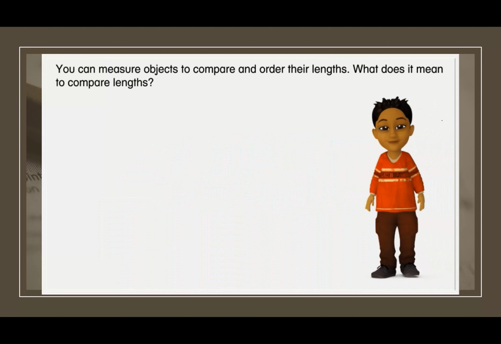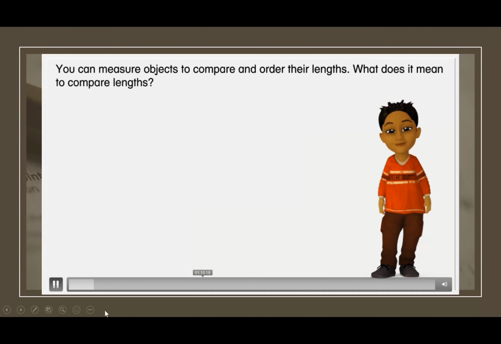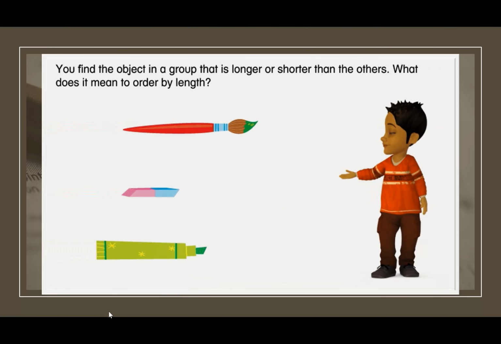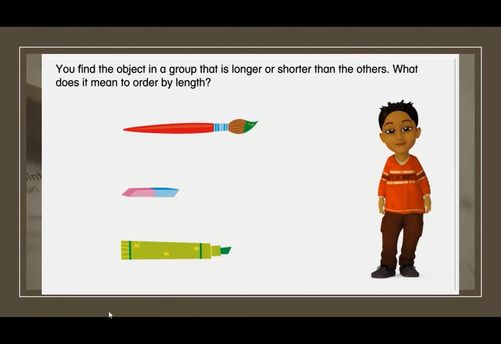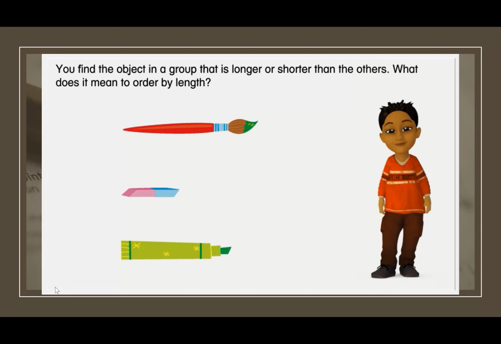You can measure objects to compare and order their lengths. What does it mean to compare lengths? You find the object in a group that is longer or shorter than the others. What does it mean to order by length? It means you can order the objects either from longest to shortest or shortest to longest. This is what we have learned in lesson 1. Remember?